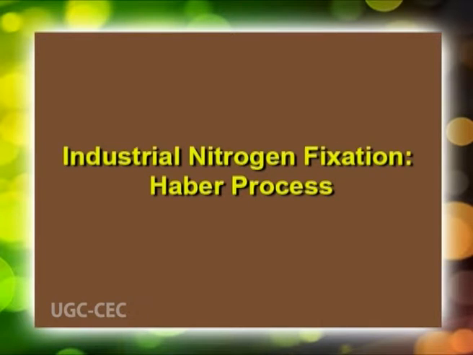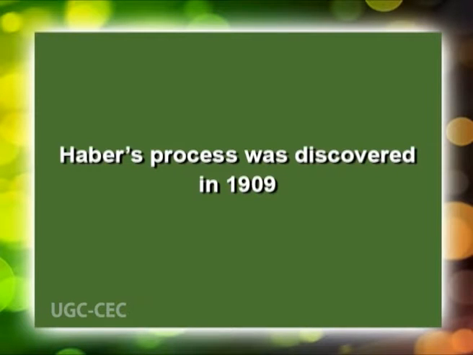Industrial nitrogen fixation by Haber's process. The possibility that atmospheric nitrogen reacts with certain chemicals was first observed by Desfosses in 1828. He observed that mixtures of alkali metal oxides and carbon react at high temperatures with nitrogen. Haber's process was discovered in 1909 and is still used by fertilizer industries to fix atmospheric nitrogen into ammonia.